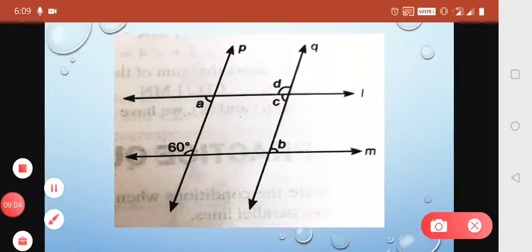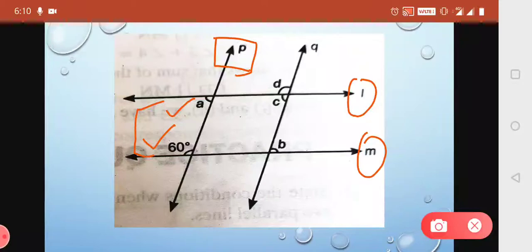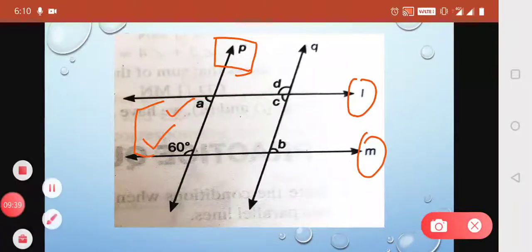Yes, in the figure we can see that we have taken line L parallel to line M and we have taken this P as transversal. We don't have to select line Q. When we take P as transversal and line L parallel to M, we get angle A plus 60 degree equal to 180 degree, because these both angles are co-interior angles, or you can say interior angles on the same side of the transversal.